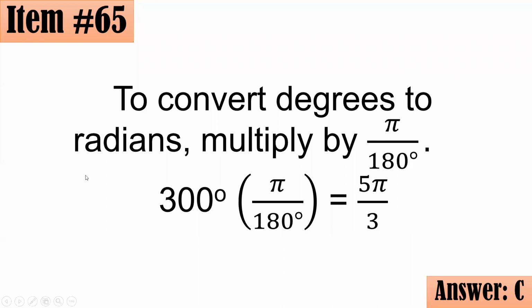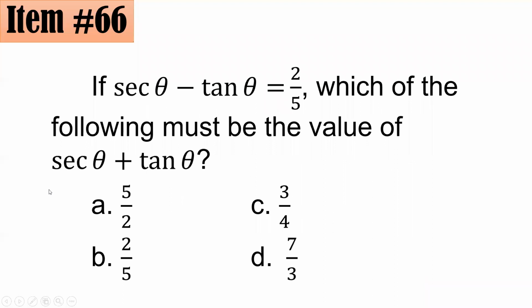66. Okay, let's try this. If secant theta minus tangent theta equals 2/5, which of the following must be the value of secant theta plus tangent theta? Did you go for 5/2, 2/5, 3/4, or 7/3? Sir Jonathan said letter A, 5/2. How about the others po? Sir PJ also answered letter A. The same with Ma'am Janeline, with Ma'am Donalisa, with Ma'am Yoli, with Gigi.